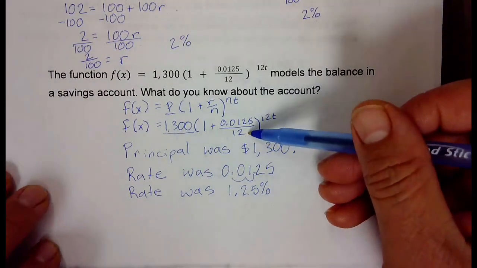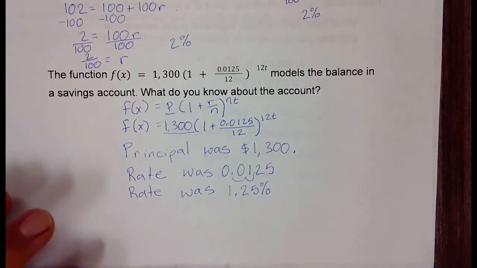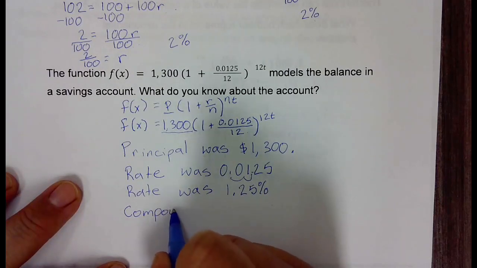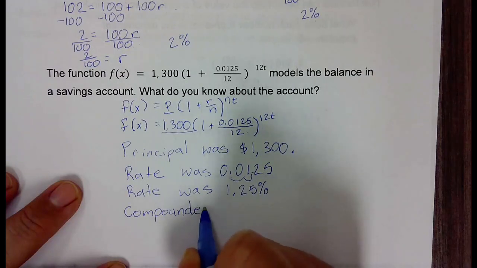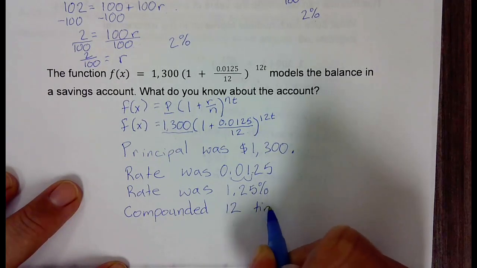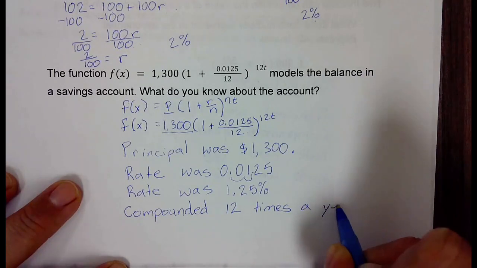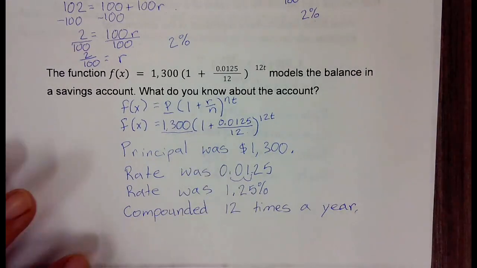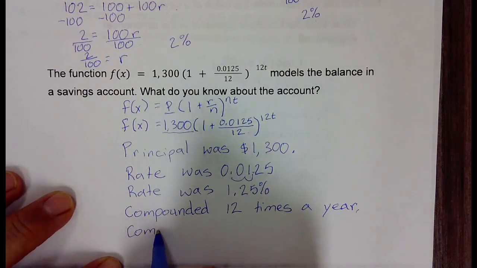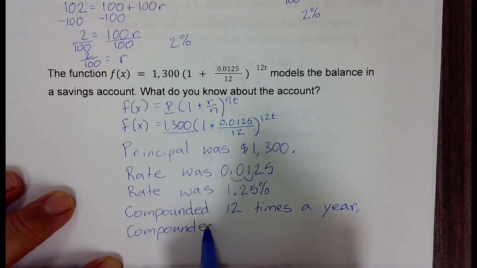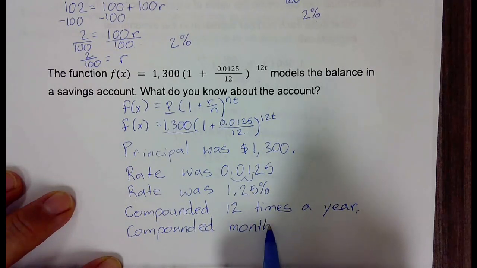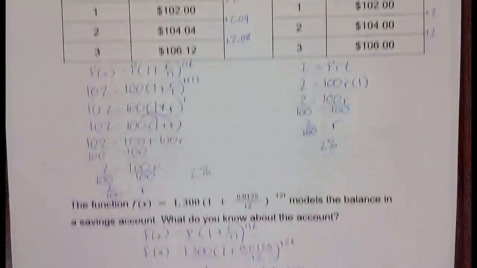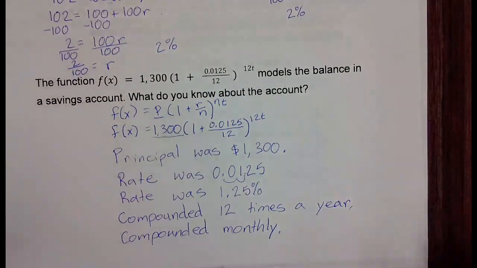And then I also know n, the number of times it compounded each year. So the compounding periods, it compounded 12 times a year. And because there are 12 months in a year, I will call that monthly. So it compounded monthly. And there we have it. I know a lot about this account, even without doing any calculations yet.